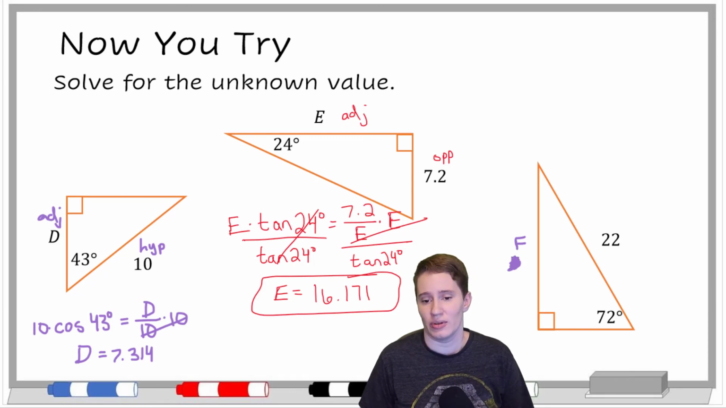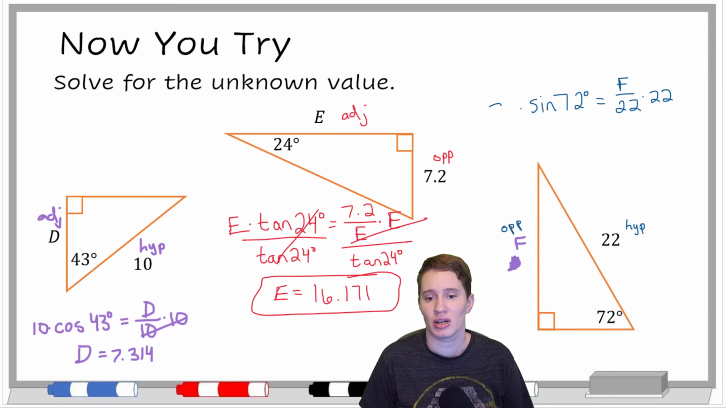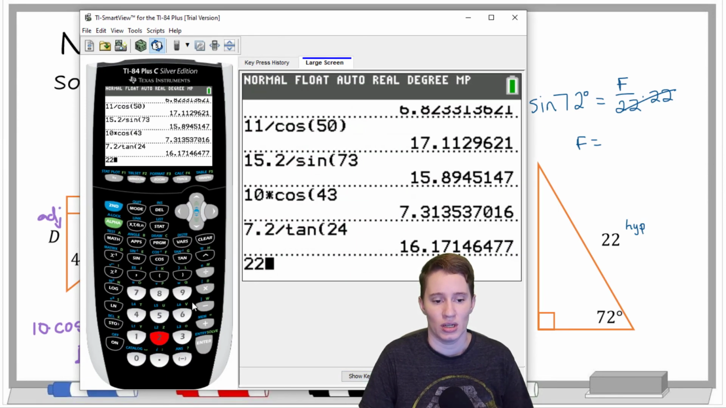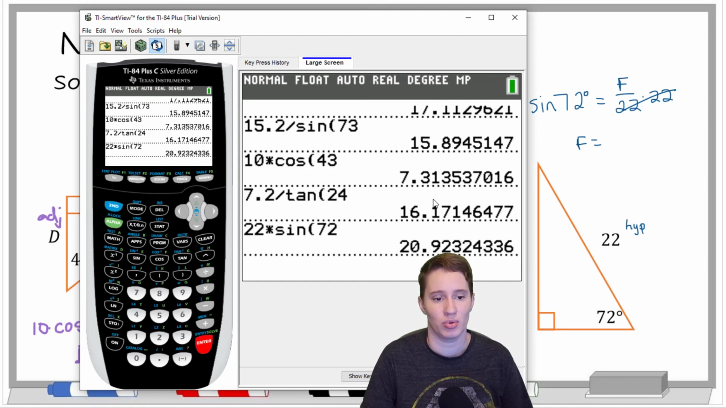Okay. All right, we've got f that we're looking for, which is the opposite side. 22 is our hypotenuse, and that means we're going to use sine, because that's the O of SOHCAHTOA. So sine of 72 degrees equals opposite over hypotenuse, so f over 22. So I'm going to times both sides by 22, and then put it in my calculator. F equals 22 sine 72. 22 times sine 72. 20.923.